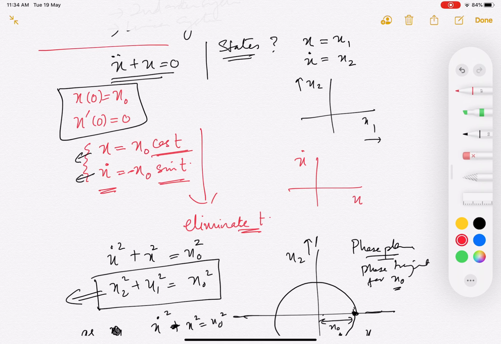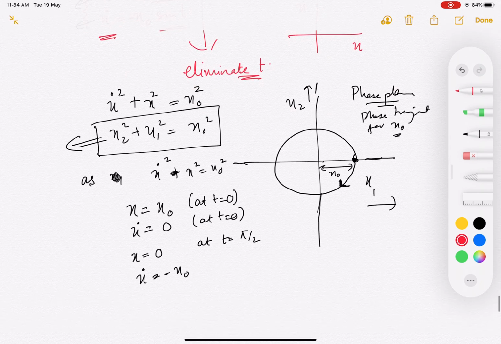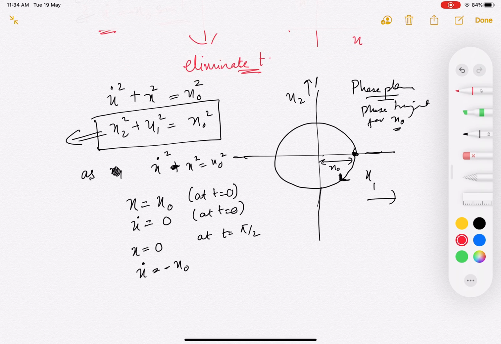This is the solution because if you differentiate x0 cos t, x dot would be minus x0 sin t. So this minus sign is there. So the next point is 0, minus x0. You start from this point, and the next point is going to be the point where your displacement is 0 and your velocity is minus x0. So that is why the arrow is in this direction.